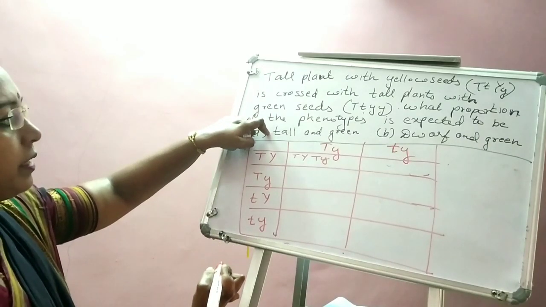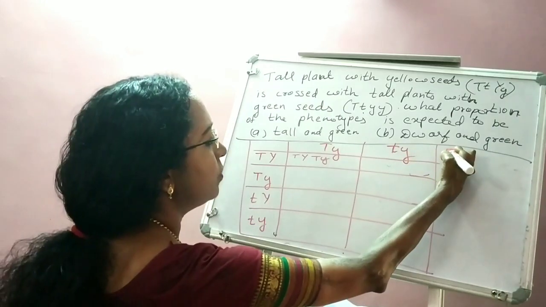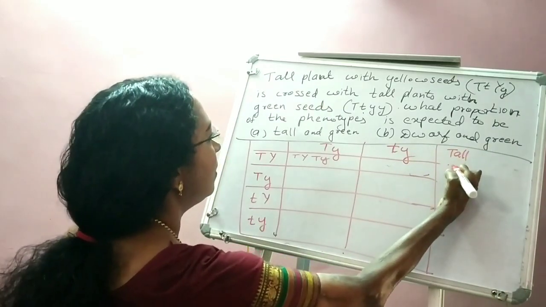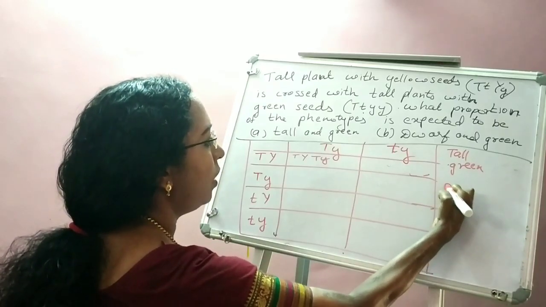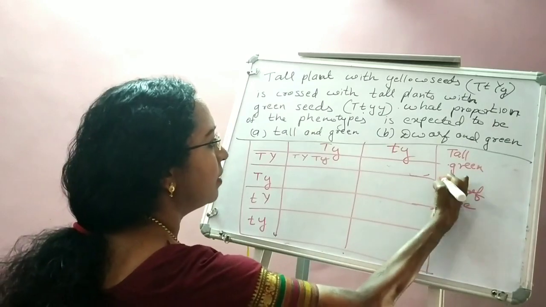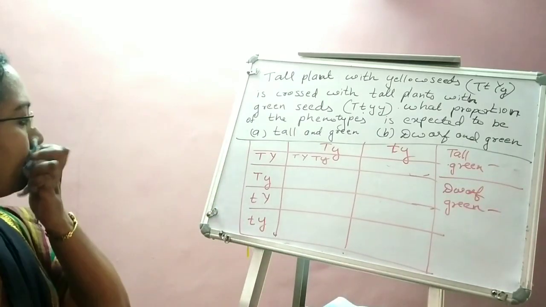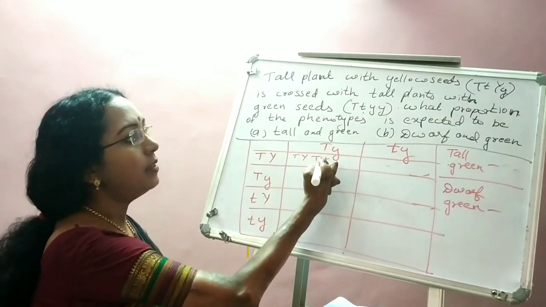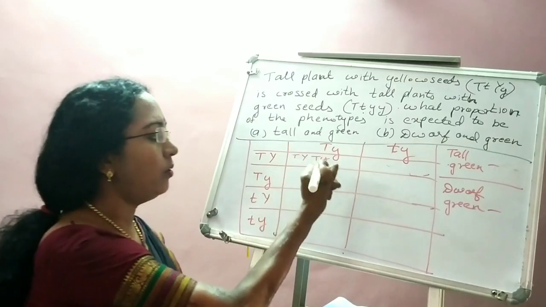How many tall green we have to determine, and how many dwarf green. So tall green how many? Next is dwarf green how many? Okay, this is tall, but is it green? No, because capital Y is there. So we need not take that.